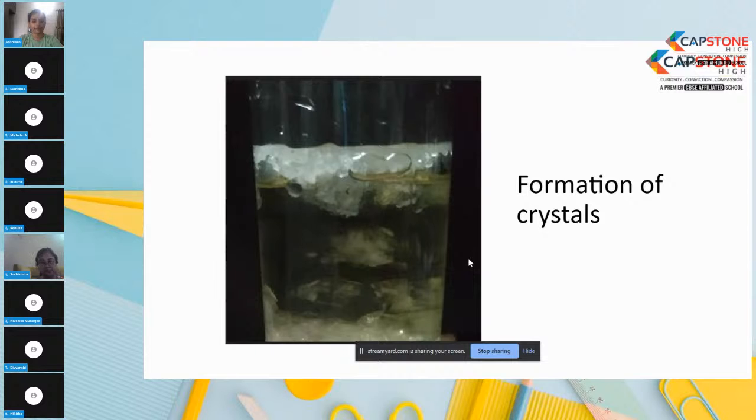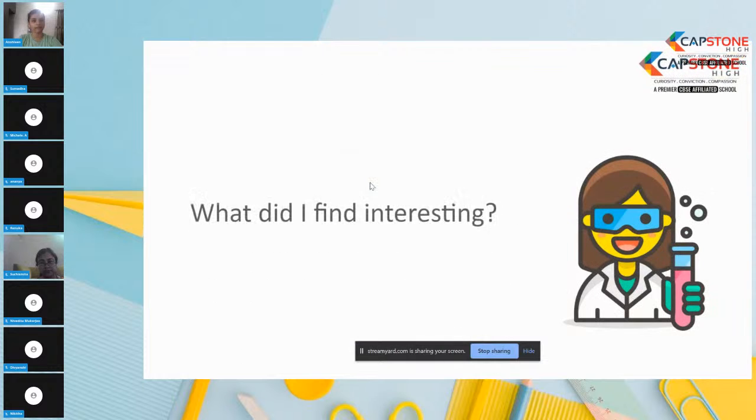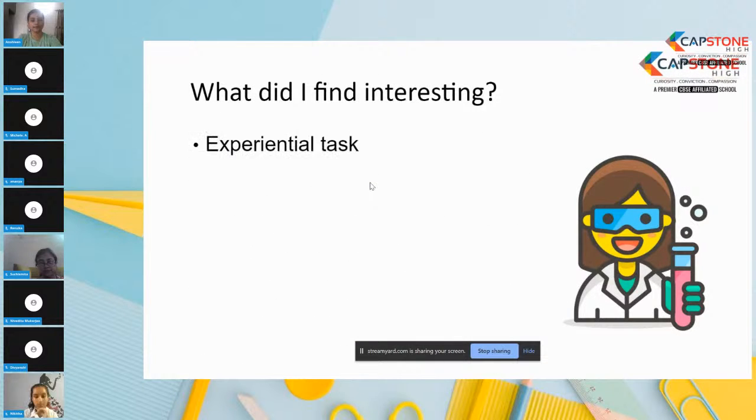This is an image from my experiment. These crystals can be seen. These were formed from the saturated sugar solution. What did I find interesting in this task? The first thing I liked about this task was that it was an experiential task. I was very happy to know that we can easily understand the concept by doing this experiment. For example, if you do not have the materials related to the concept, you can definitely do this experiment and you will easily get to know what it is talking about.